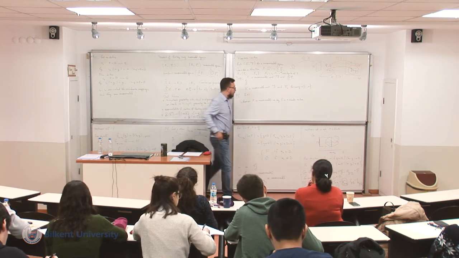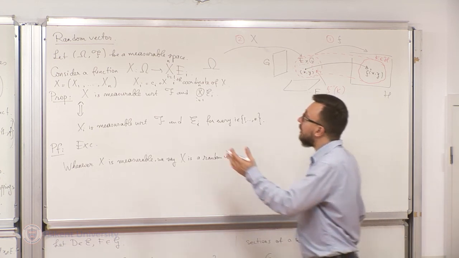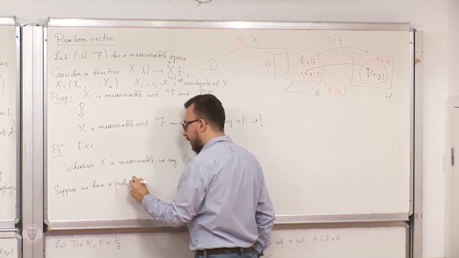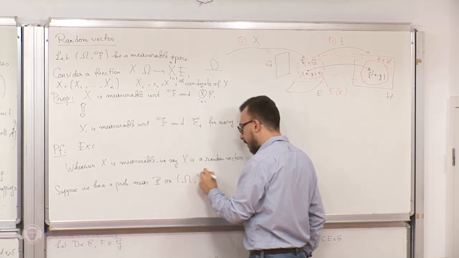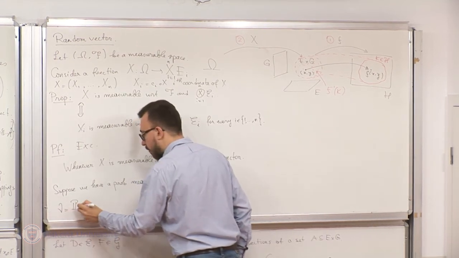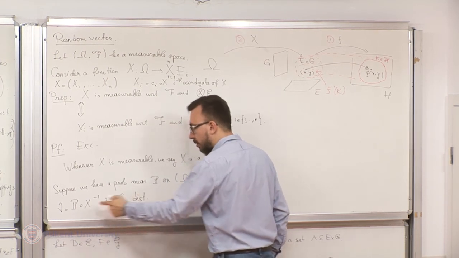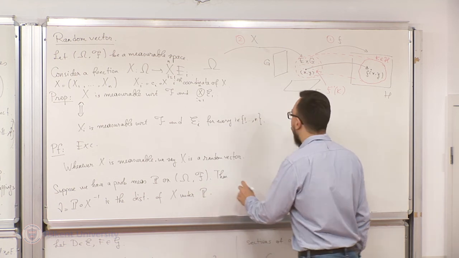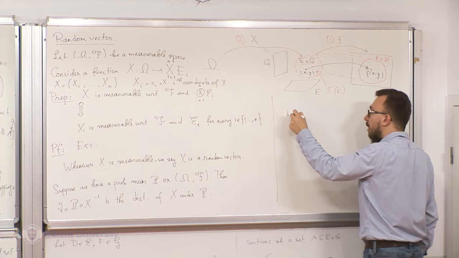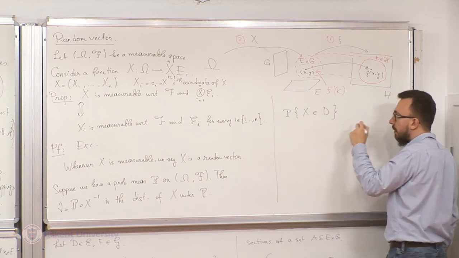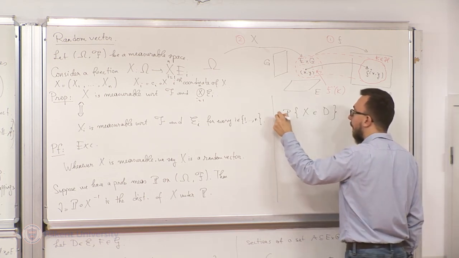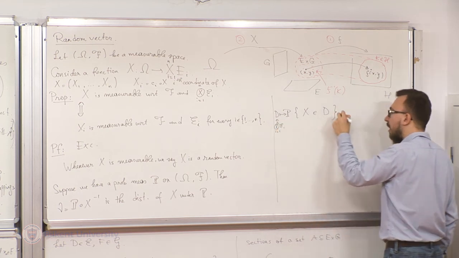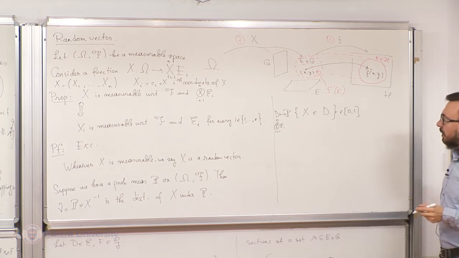So now, what is the distribution of a random vector? For this, we need to have a probability. Suppose we have a probability measure P on (Ω, F). Then P composed with the pre-image mapping is the distribution of X under P. What do I mean by that? We just look at the probability that X takes values in some set D, as a function of D. D comes from the product sigma algebra, and this is a number between 0 and 1. So this is what the distribution does.